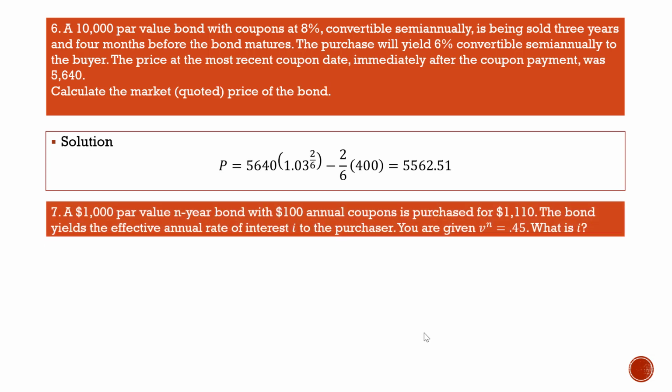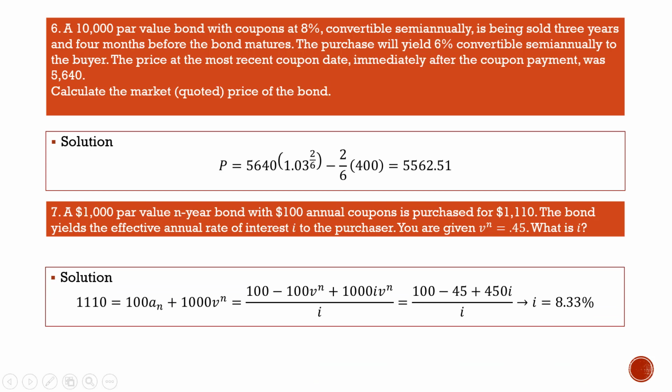Problem number 7. 1,000 par value n-year bond with 100 annual coupons is purchased for $1,110. The bond yields the effective annual rate of interest i to the purchaser. You are given v^n is 0.45. So for this one, we are given the price. 100 is the coupon. Let's say n is the length of the bond, the life of the bond. 1,000 is the redeemable value.